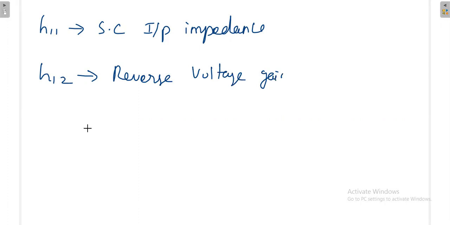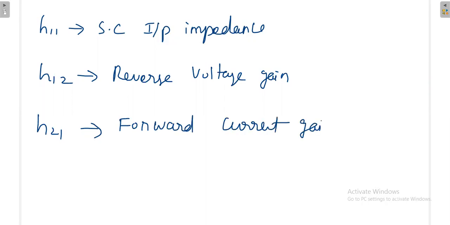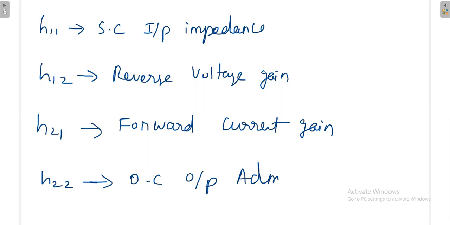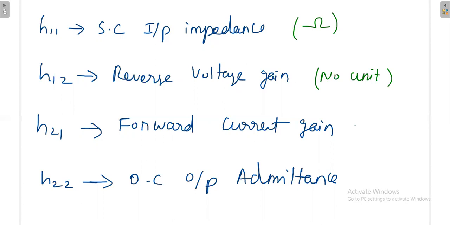Then what is H21? It is I2 by I1, that means forward current gain. H22 is the output admittance, that too when you are doing open circuit at the input terminal. So that's why it is the open circuit output admittance. Here the unit is ohm, then no unit, again this is also no unit, and here the unit is mho.